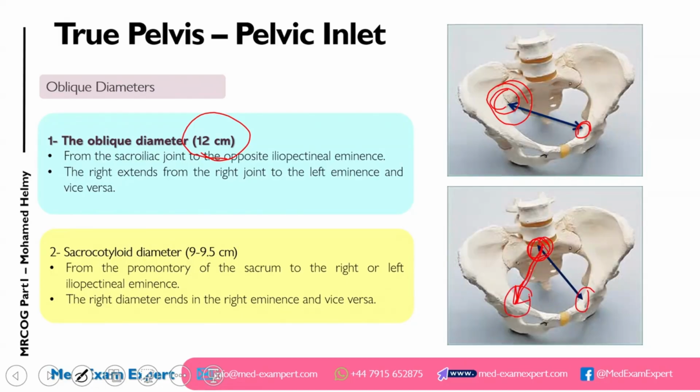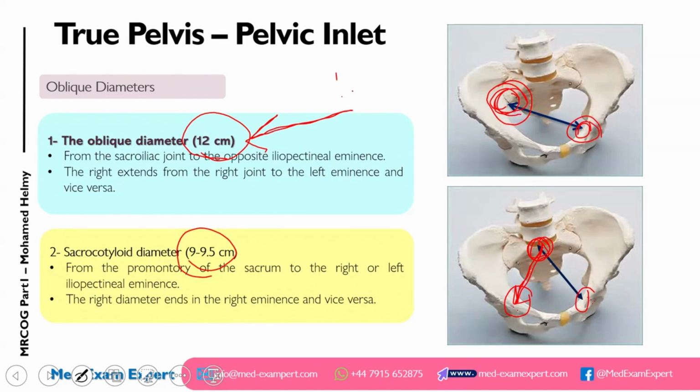Of course, if we want to name it right or left, we have a common point, so we cannot depend on the sacral promontory. We name it according to the direction of the eminence. The left sacrocotyloid is from this point to the left eminence, and the right one from the point to the right eminence. This is just a definition: the sacrocotyloid from the tip of the sacral promontory to the right or left eminence. It is 9 to 9.5 centimeter, but we care most about the main oblique diameter, from the joint to the eminence, 12 centimeter.